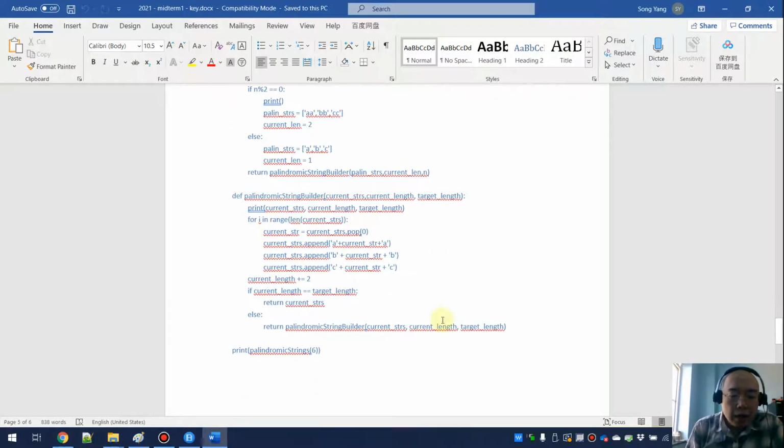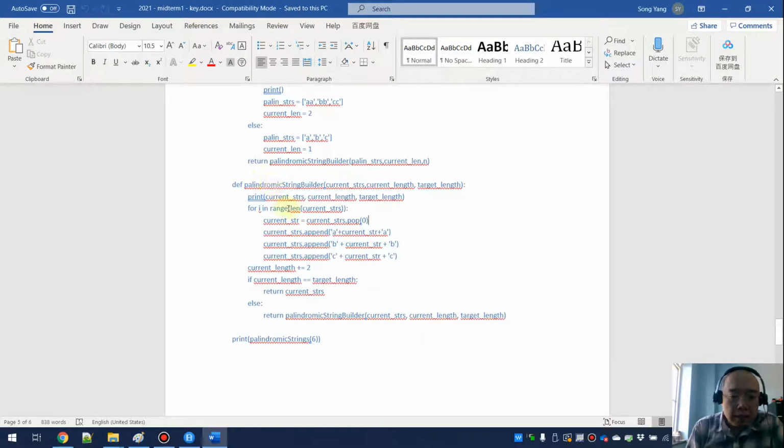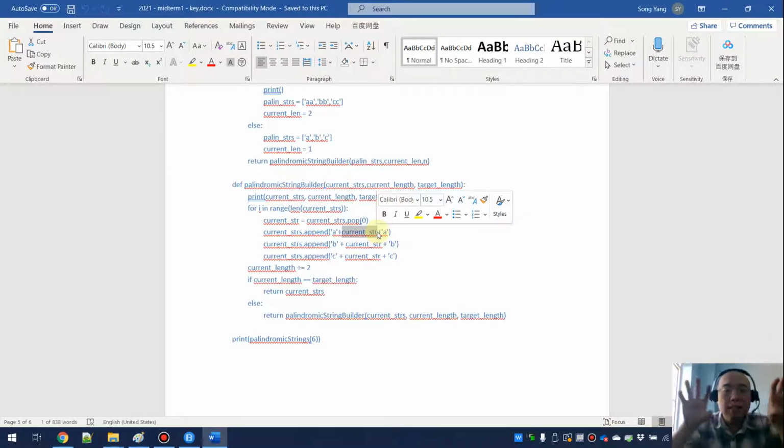And then in this function, for each of the strings in my current palindromic strings, I want to grab that, take one out, and put the current string as a seed, and then I add A's to both sides, I add B's to both sides, I add C's to both sides. So I'm throwing away one of my seeds, and using that seed, I can build 3 more palindromic strings by adding A or B or C to both sides.